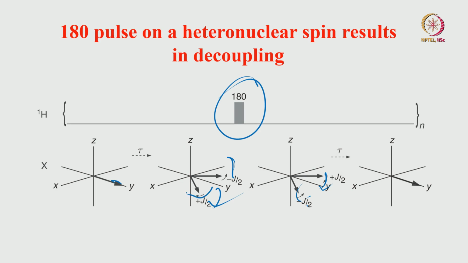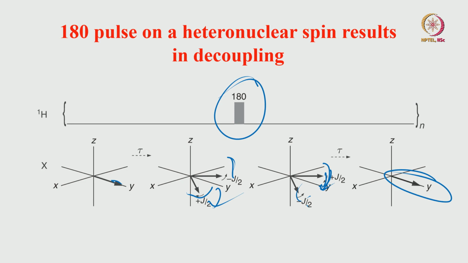Instead of J moving like plus half moving like this, it starts continuing to move in the same direction. Only these positions get interchanged, but the direction of motion continues to be the same. As a consequence, what happens? They refocus along the same axis. It is nothing but decoupling.